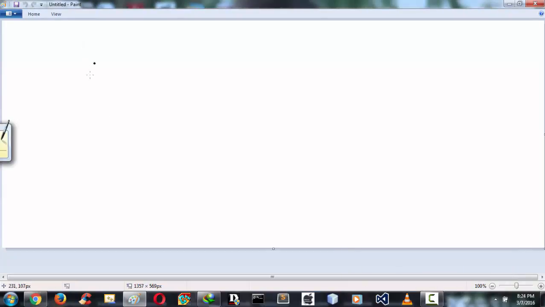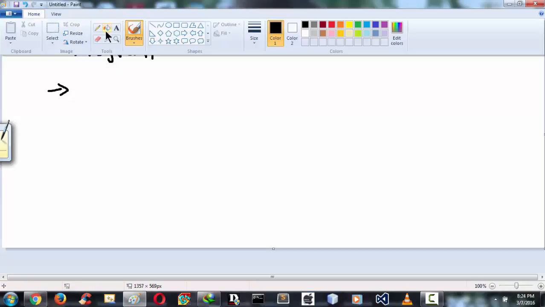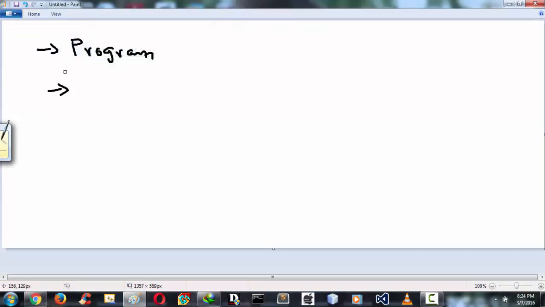Okay, to summarize once again whatever we have learned. What is a program? A program is nothing but a set of instructions written in a particular programming language to do a specific task. And also we have learned the various classifications of programming languages, classifications in terms of levels.